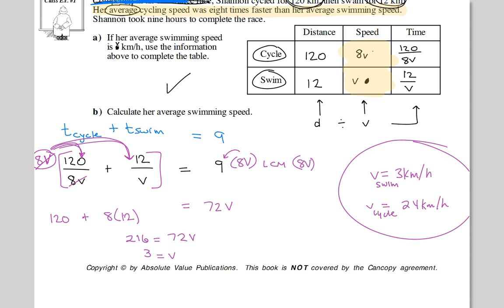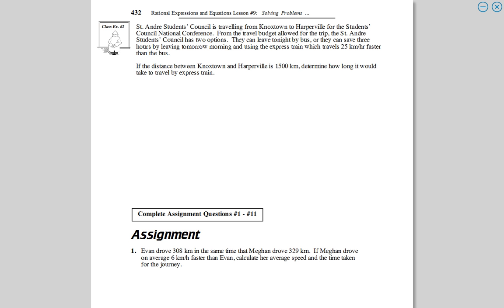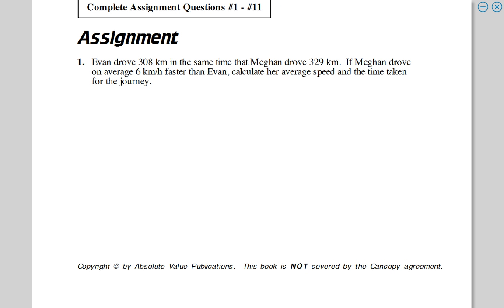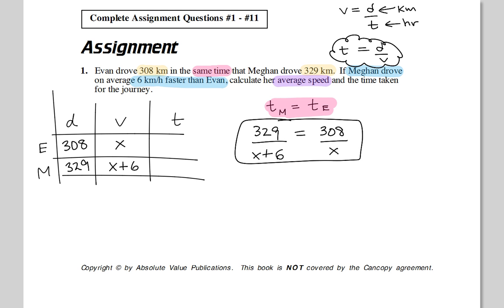Okay, so flip the page and I want you guys to try assignment question number 1. We'll do number 2 together, but I want you to try assignment question number 1. I'm going to pause the video and see if you guys can try this. Please highlight the important information. Okay, so we came up with this, and somebody help me solve this. What do I do?